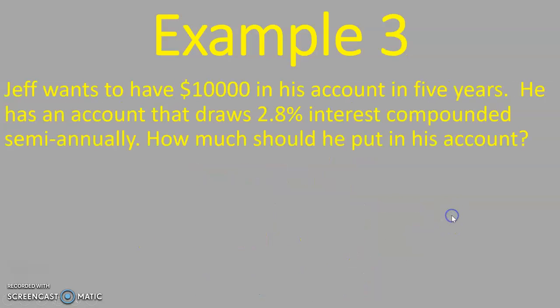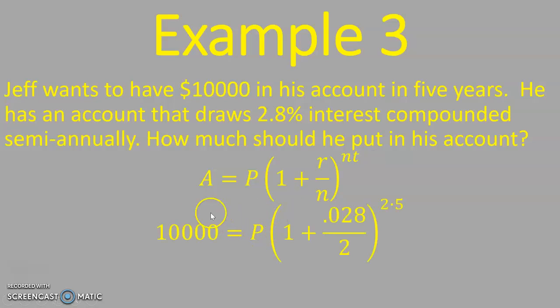Third example is a little harder. So here it says Jeff wants to have $10,000 in his account, and he knows the interest rate, 2.8%. He knows the compounded frequency, semi-annually. How much should he put into his account? So here, we actually don't know the principal. We know how much he wants to end up with. So what we've got to do is put this part into our calculator. So again, 2.8%. Semi-annually is why we have 2, and it's 5 years.